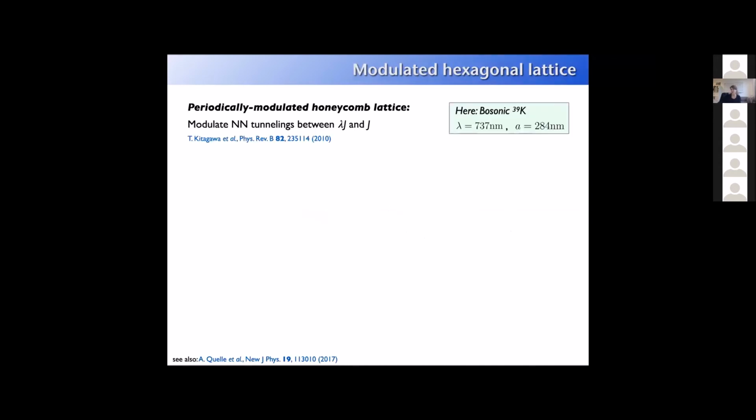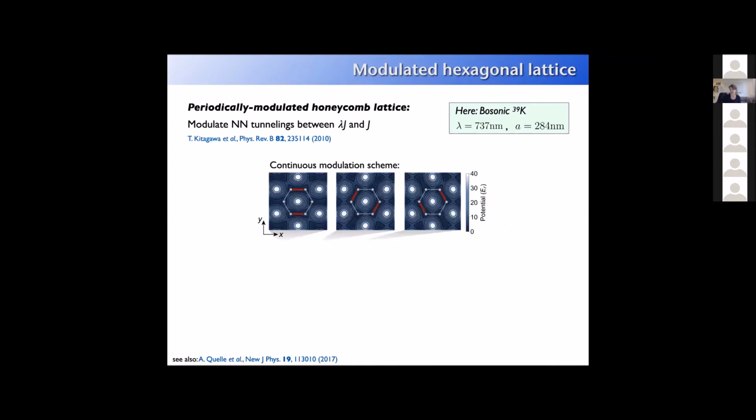So how do we do that in our experiment? In our experiment, we work with a periodically modulated honeycomb lattice. And similar to the square lattice that I have introduced before, we increase the tunneling amplitude along the colored bond. It's just that we don't go all the way to 0. The tunneling along the gray bonds is finite, but we increase it periodically in time. So we have this chiral modulation as a function of time.